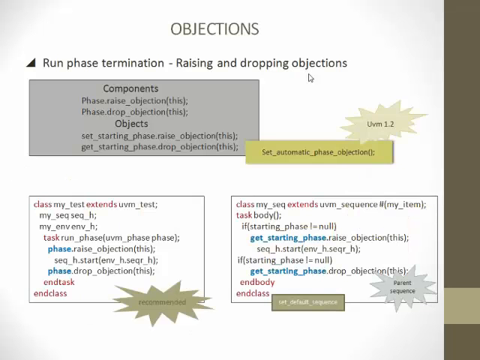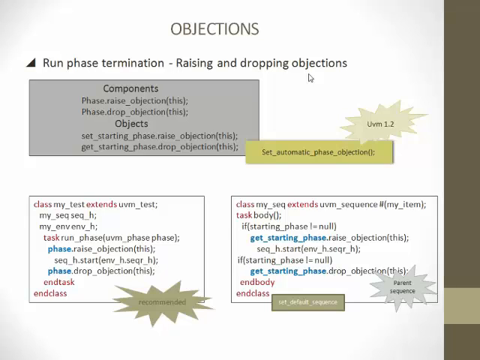Okay, coming to objections. I think all of you must be aware that we can raise objections in the components and we can also raise objections within the sequences. Now, coming to raising and dropping the objection, what is recommended? To really see, any sequence cannot start by itself. All you need to do is call the sequence within the given test case, or you can call the set default sequence.